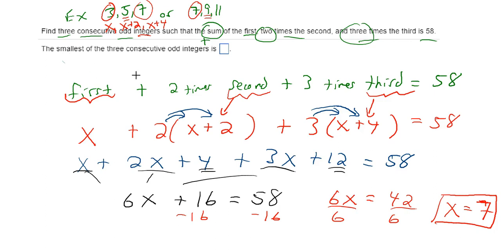The final answer is, and now here it says, what's the smallest of the 3? Well, that would be 7. x is representing the first one, which is the smallest one. But I'm sure it's going to ask you what the other 2 are. So the middle one is going to be 9. It's going to be 2 more than that. The middle number is 2 bigger than the smallest one. It's the next odd number in the list.